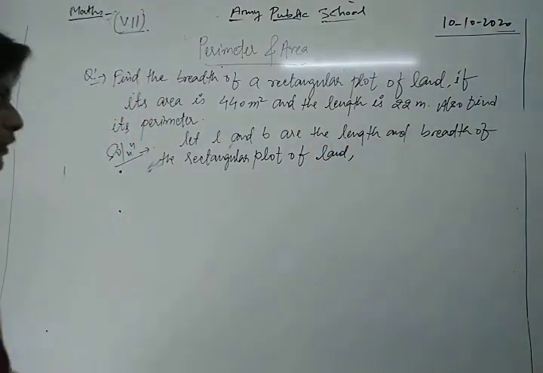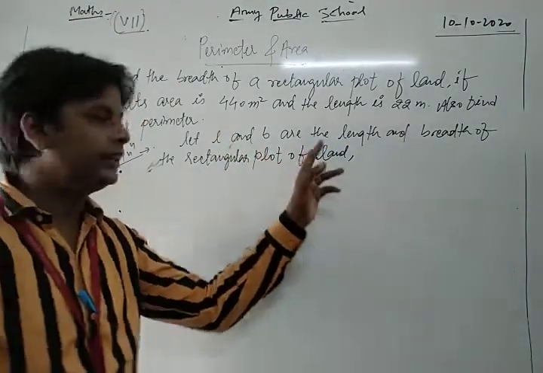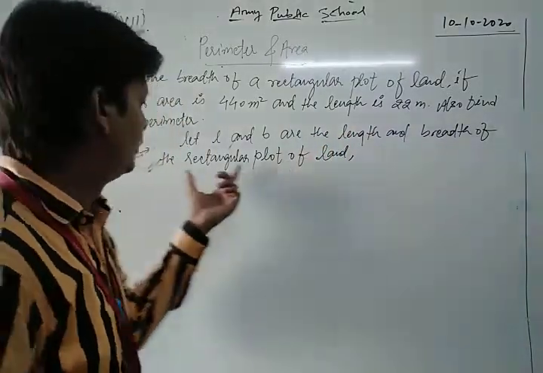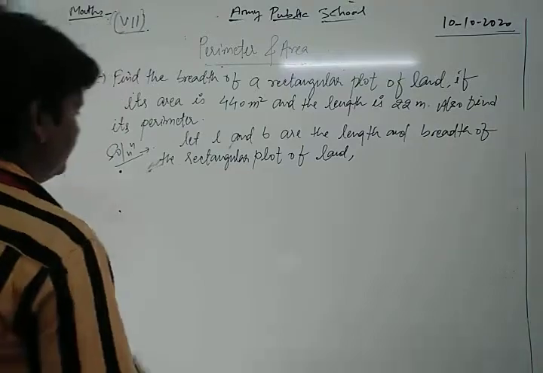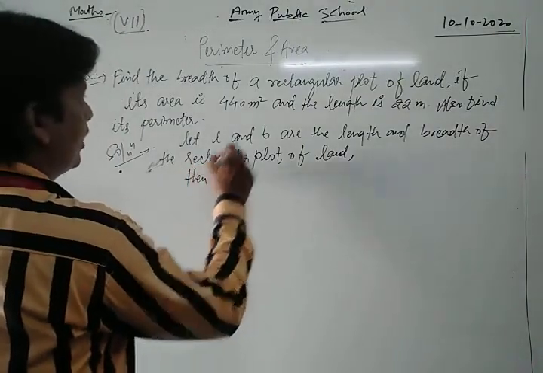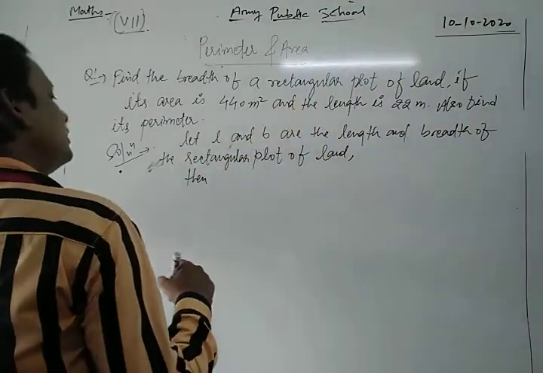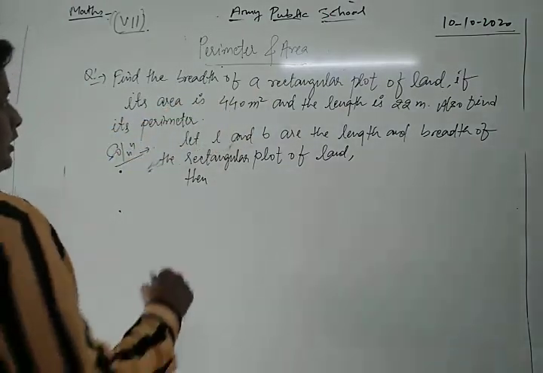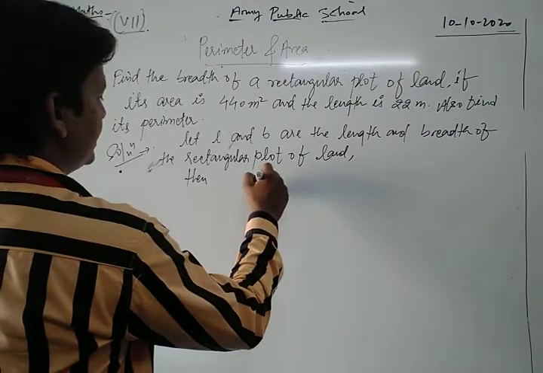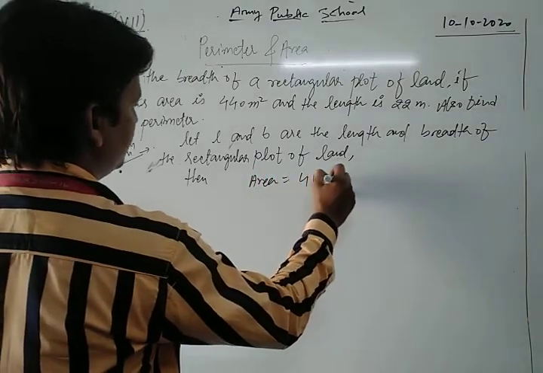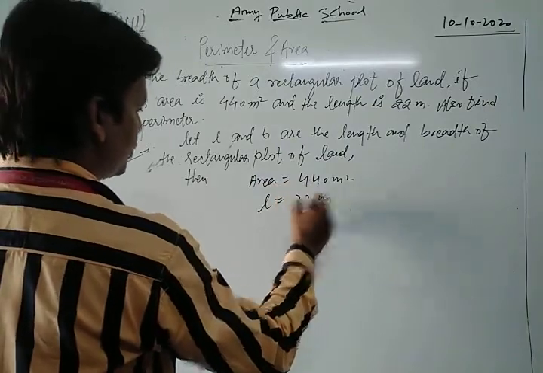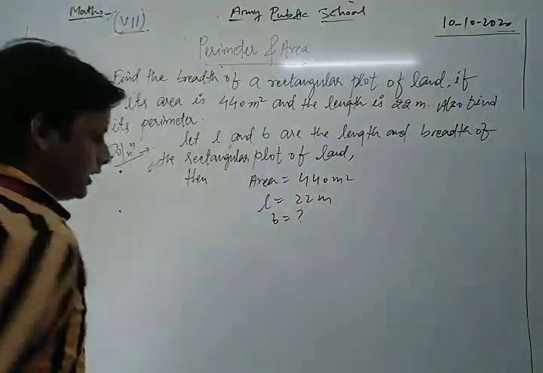Okay, first of all, we take L and B as the length and breadth of the rectangular plot of land. The area is given as 440 meter square. The length is given as L is 22 meter. First of all, we find the breadth of the rectangular plot.